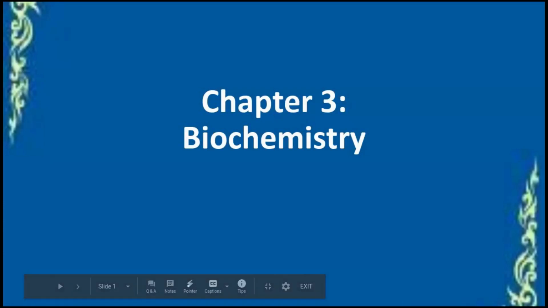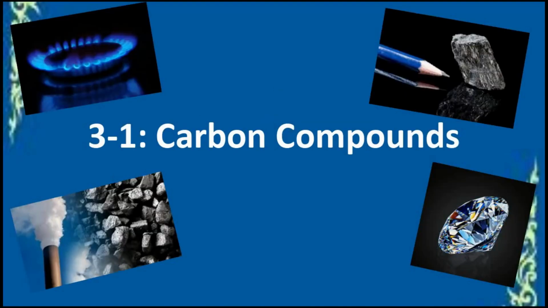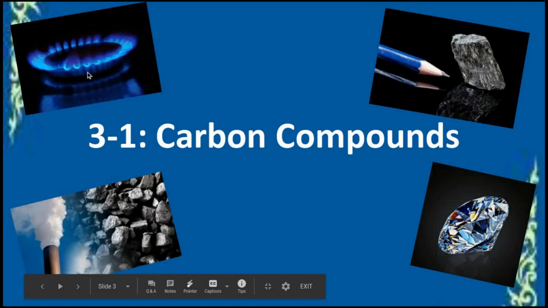In Chapter 3, we're going to be looking at biochemistry. Biochemistry is going to look at the elements and compounds that make the body function. In the first section, we're going to look at what are called carbon compounds. So compounds that are based on carbon, and there are a lot that are probably familiar that you don't typically think about. So here we have graphite, a diamond, coal, and then natural gases that you might burn in your home for either heating or cooking.